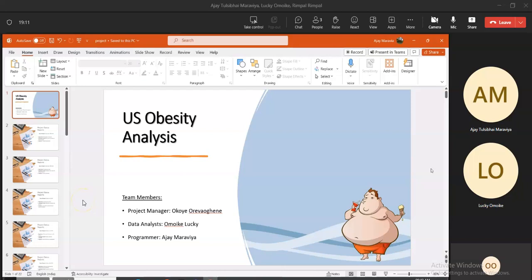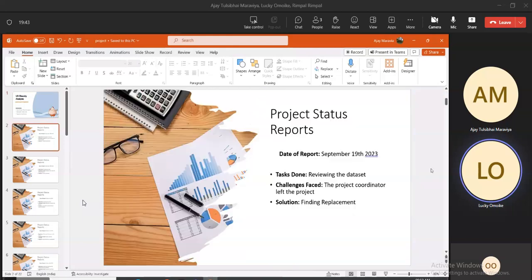So we're presenting our project, which is US Obesity Analysis, and myself, the data analyst, Omoike Loki, our author, RIMPA, September 26th. The task done was finding more data after we started this project.